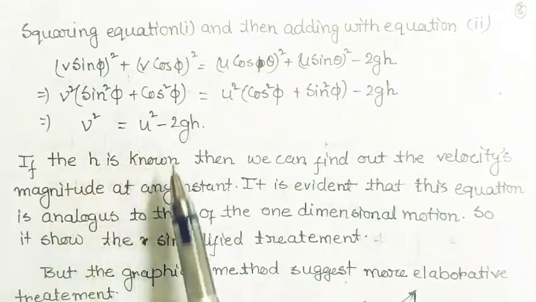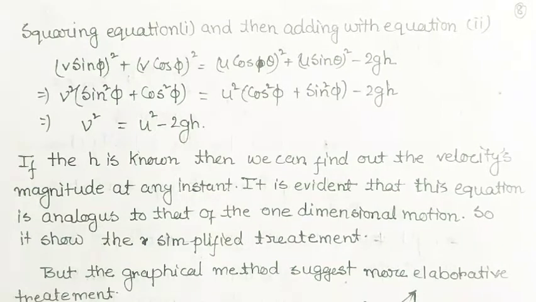So v square equal to u square minus 2gh. Is it surprising? Because I am going to discuss two-dimensional motion, that is the projectile motion, but I am getting the equation just like one-dimensional motion. Just a particle is thrown with a velocity u vertically upwards, and after some time its velocity becomes v. Is it surprising? Yes, this is mathematical jugglery.